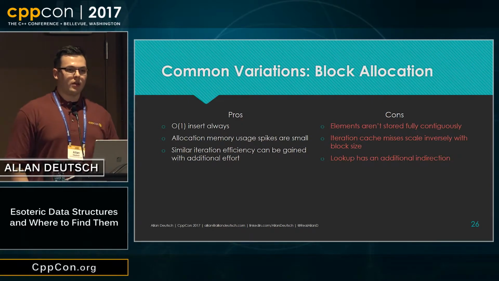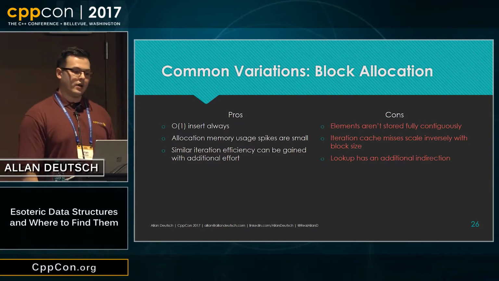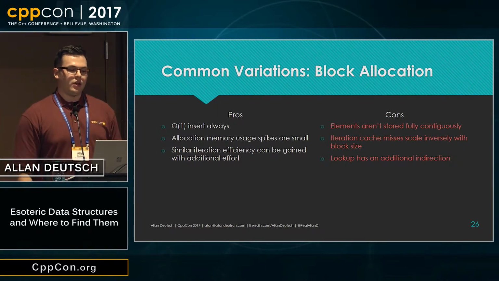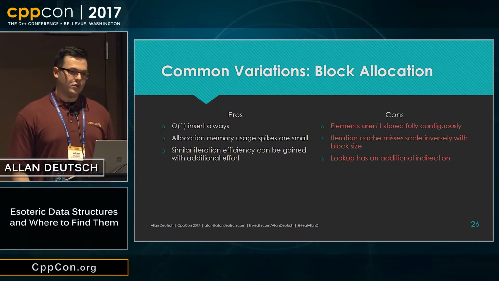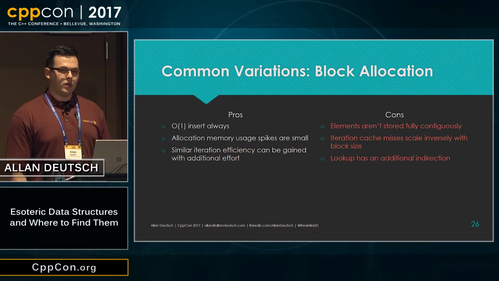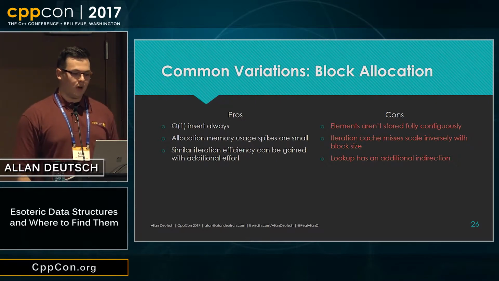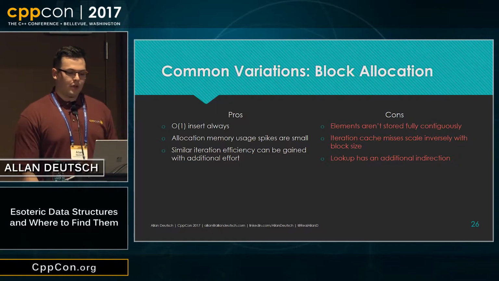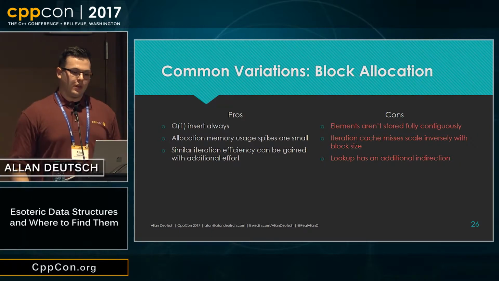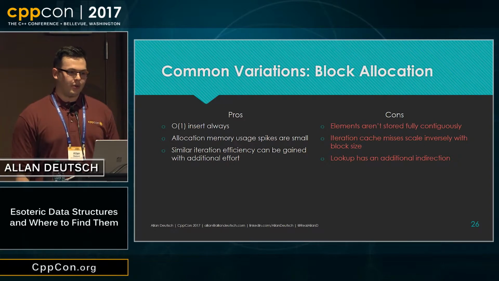Another one is using block allocations, similar to a deque. So that one also has the O(1) insertion, and the allocation memory usage spikes are a bit smaller than using a vector-like backing. And the iteration performance can be tuned to get pretty close to just having a single block of memory. But the elements aren't stored fully contiguously because of the gaps in memory, and the cache misses scale inversely with the block size, so the smaller your jumps in memory usage, the worse the cache performance is. And the lookup has an additional indirection since it also has to find the correct block.